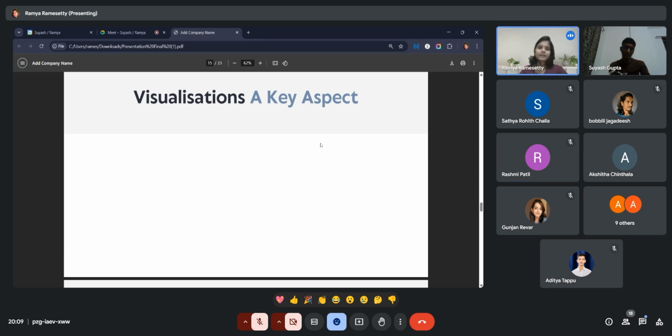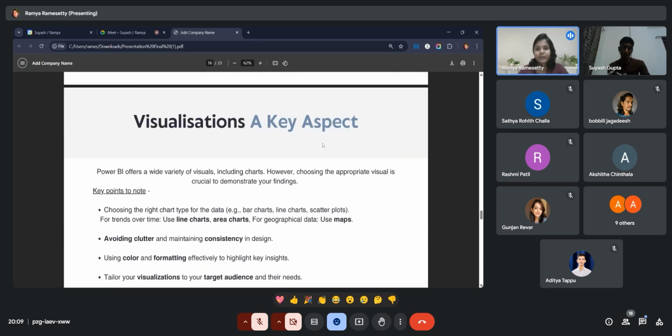Even though we don't understand the numbers, or what we have done in the backend, if we see an image rather than reading, we can find out what it is trying to say, right? We can understand whether the revenue is increasing or decreasing just by looking at the visuals, right?